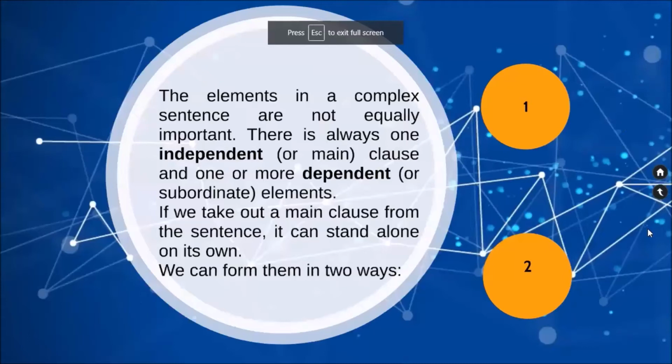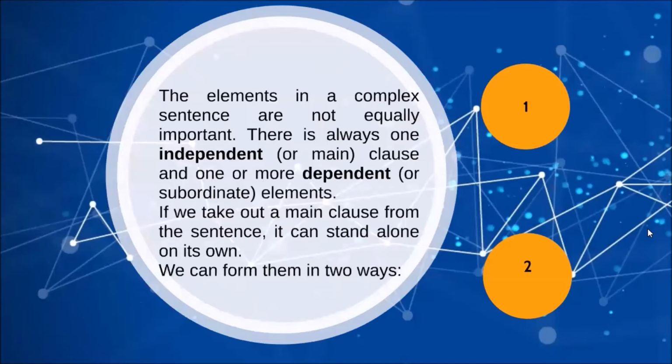We're talking about complex sentences, and we say that we can distinguish them from the others by the fact that there is always a main clause. What is the meaning of main clause, and why is it called independent? Well, if you can see the presentation, then it says that the main clause is called that way because it can stand alone on its own.